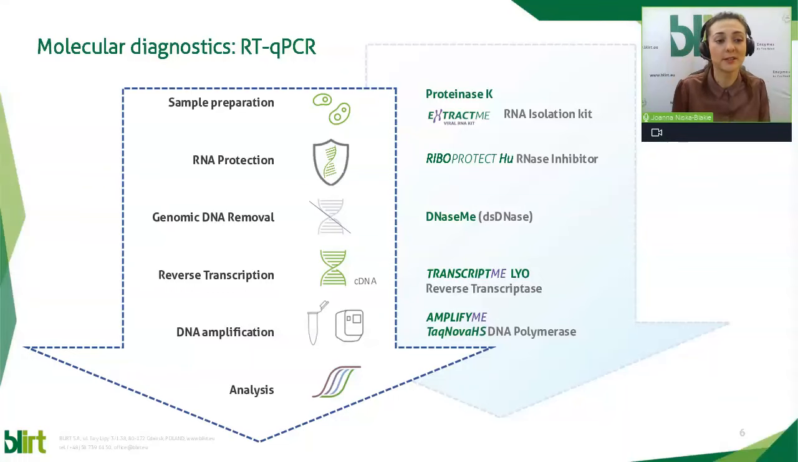And in molecular diagnostics, we can distinguish numerous methods. The gold standard is obviously the RT-PCR. And BLIRT manufactures enzymes that cover every single step, starting from the sample preparation, when you need proteinase K, when you're using the RNA isolation kits, with a very important step, which cannot be overstated, which is the RNA protection with the RNase inhibitor. And then going through the genomic DNA removal with the specific double-stranded DNases, reverse transcription, and finishing on the DNA amplification.